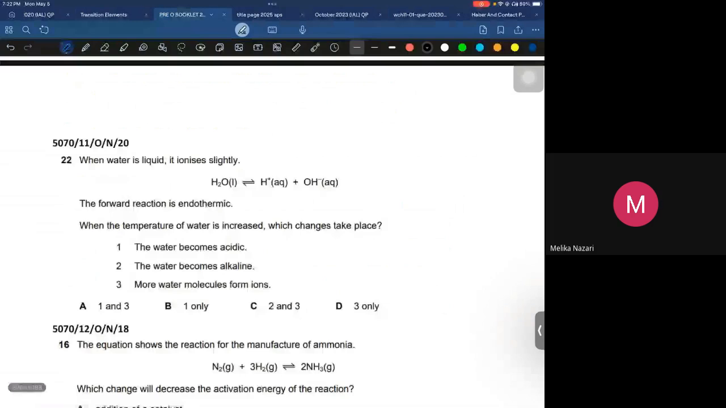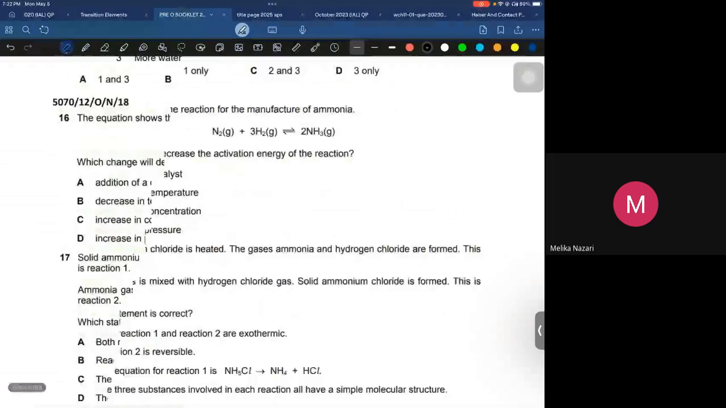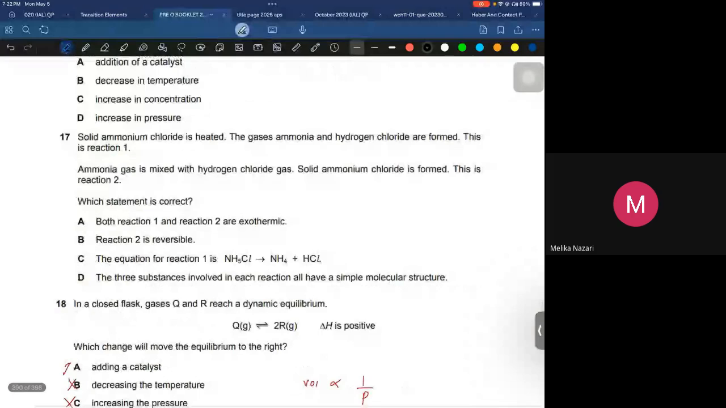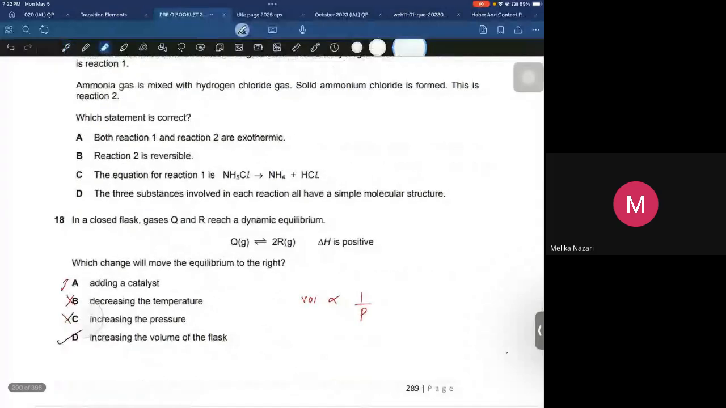Then again, this is a repeated question. Now see this. Question number 18. In a closed flask, gases Q and R reach a dynamic equilibrium. Delta H is positive, which shows that the reaction is endothermic. Which change will move the equilibrium to the right?